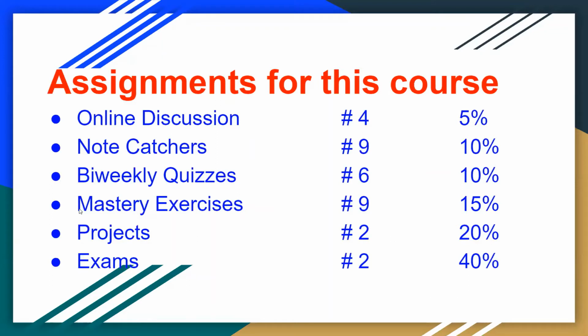So you'll be completing 9 mastery exercises. You'll have multiple attempts on most of the questions, so you can do them over and over again during the given time frame. And by completing those 9 mastery exercises, you'll get 15% of the total credit for the semester.